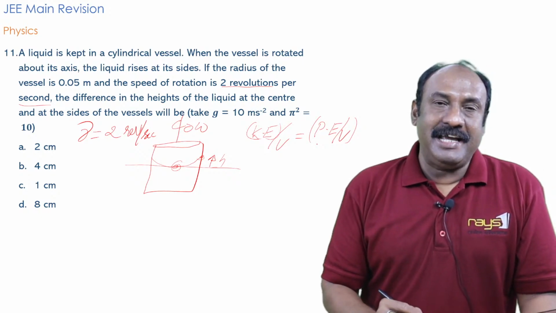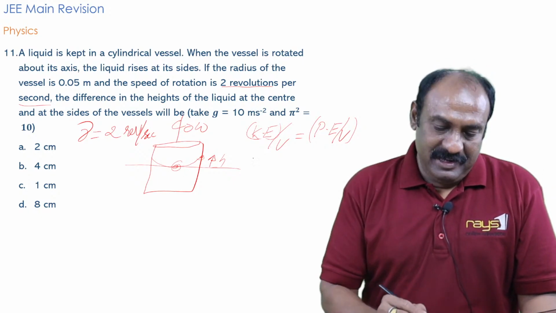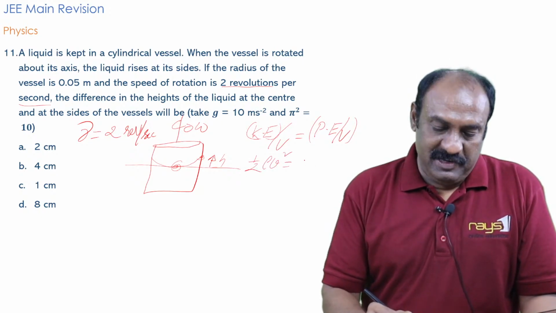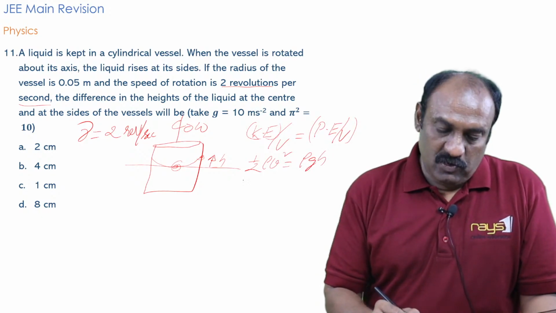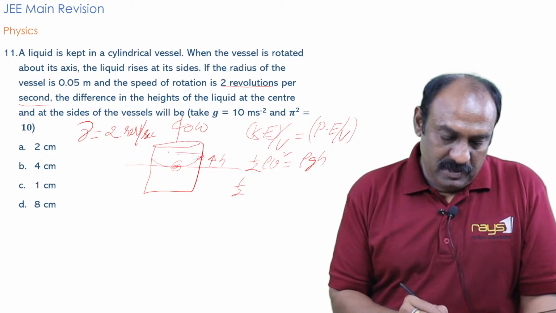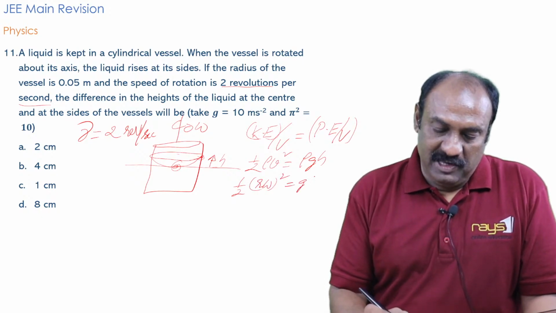So what is the kinetic energy per unit volume of this rotating liquid in the vessel? Here it is half rho v square, which is equal to the potential energy per unit volume, rho gh. So rho gets cancelled. What is the velocity at this edge? The velocity of the liquid at the edge is v equal to r omega. So (r omega) whole square equals gh.